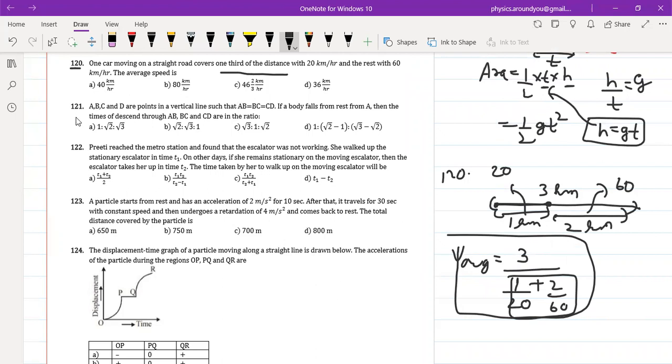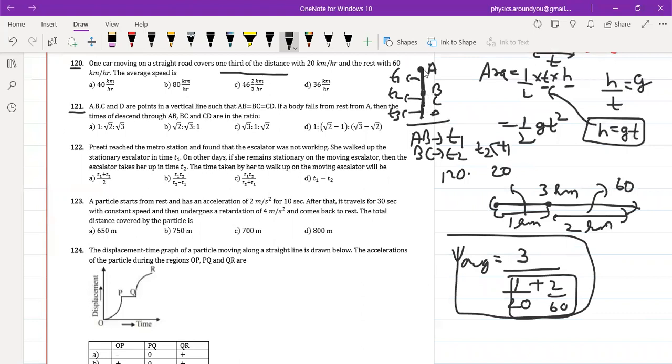Now, question number 121. I would say it is more of a common sense based question. Well, a body is dropped from rest, okay, and there is a line AB equal to BC equal to CD. All these distances are equal. Time to drop this is T1, time to drop this is T2, time to drop this is T3. What is the ratio? What I can say is the body is speeding up while coming down. So to cover AB distance, if it takes T1, to cover BC distance, it takes T2, I can always say T2 should be less than T1.